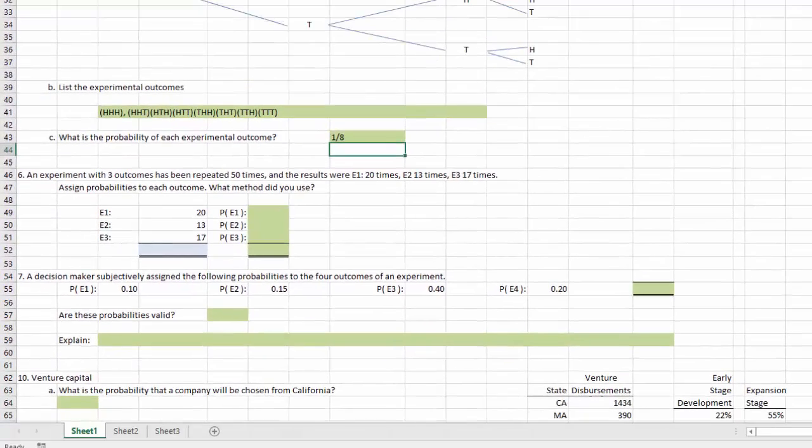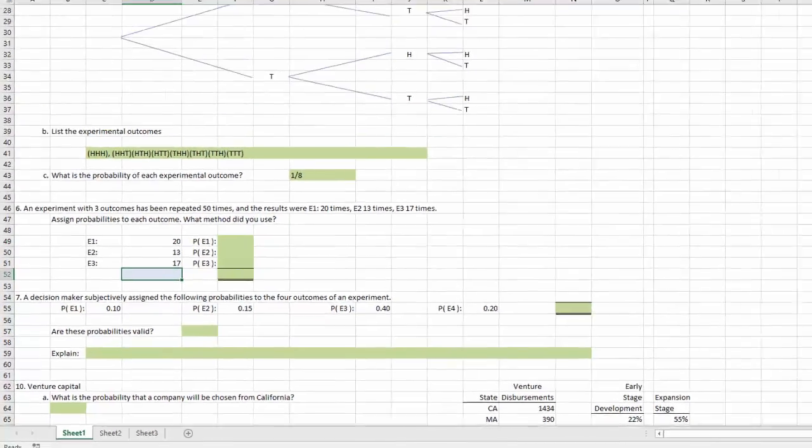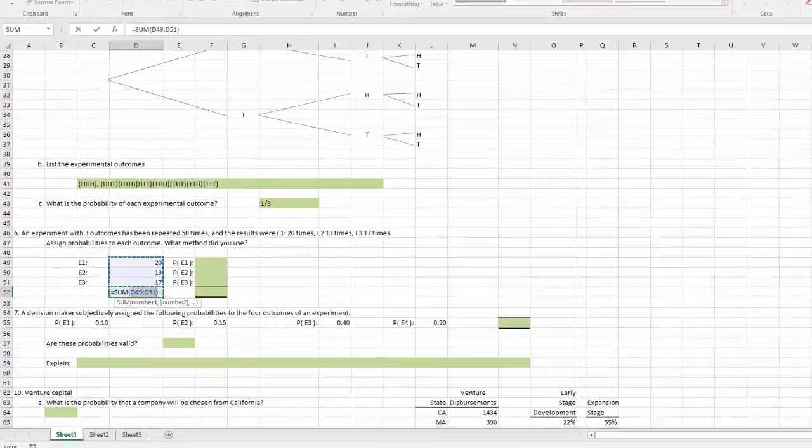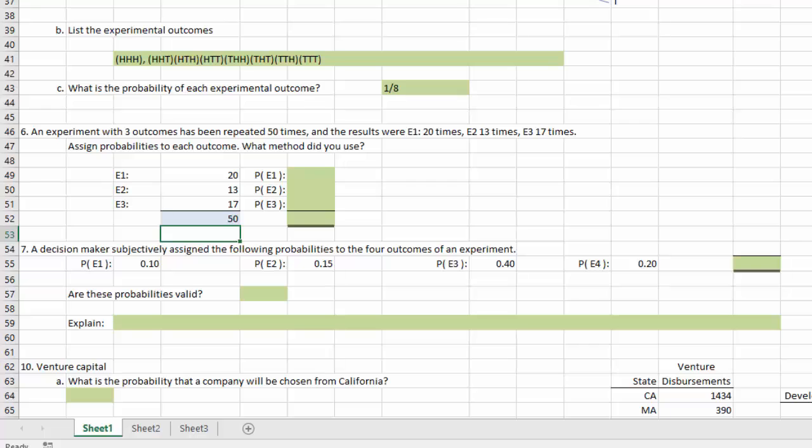Okay, now looking at the next scenario here, we say an experiment with 3 outcomes has been repeated 50 times, and the results were E1 is 20 times, E2 is 13 times, and E3 is 17 times. We represent this here, E1, 20, 13, and 17. Assign the probabilities of each outcome. We need to be able to determine how many values we have here. So all we're going to do here is click over here and say the auto sum. It's going to automatically do that, and we have 50 here.